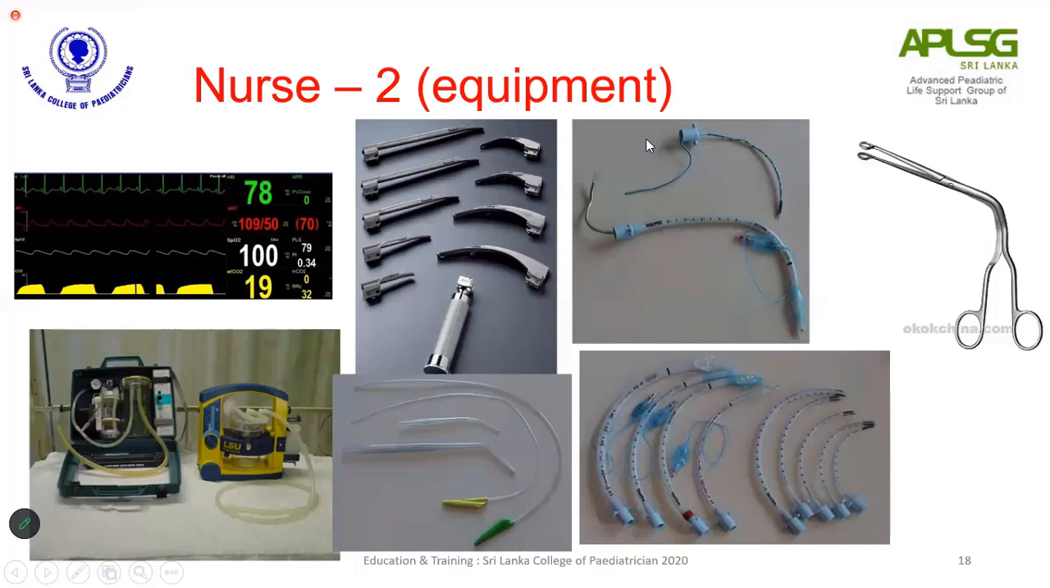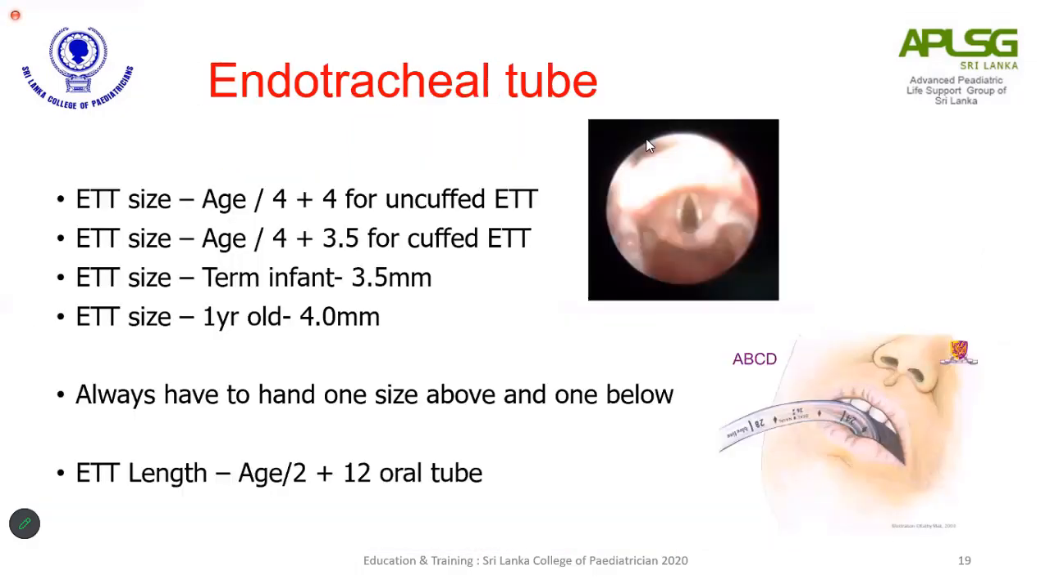And the nurse who is in charge of equipment should make sure that these are ready. The size is determined by age divided by 4 plus 4 for an uncuffed endotracheal tube. For example, if the child is 8 years of age, 8 divided by 4 is 2, 2 plus 4 is 6. So size 6 millimeter would fit for an 8-year-old child. But you always need to have one size above and one size below, because once you start intubating, you might realize that the size you are having at hand is not the exact size.